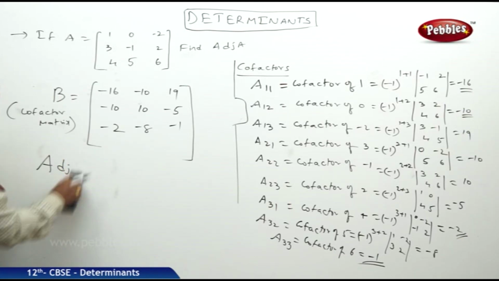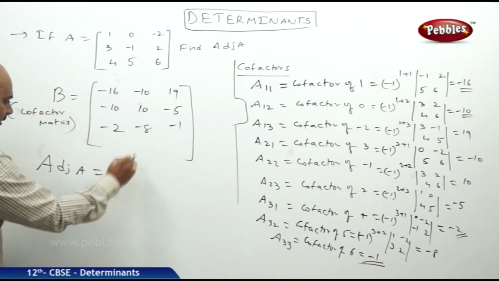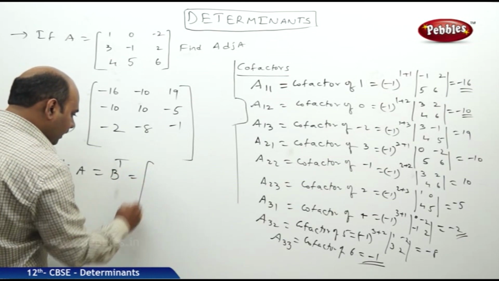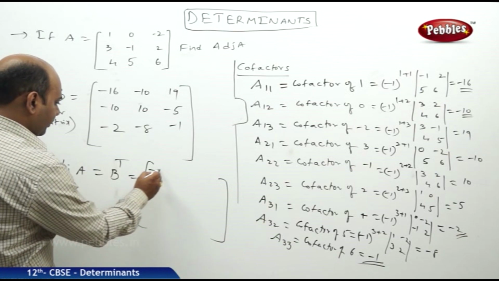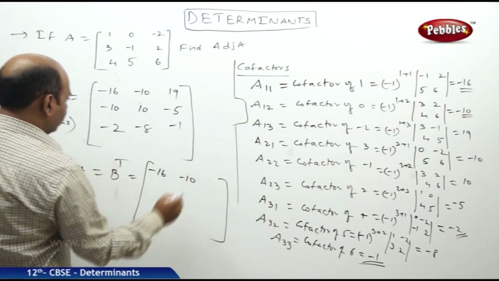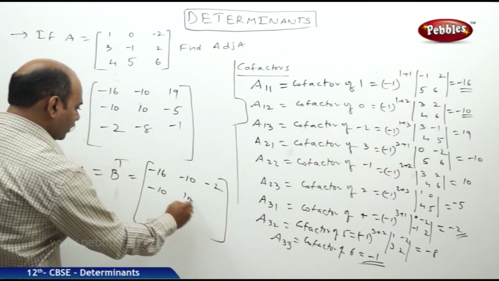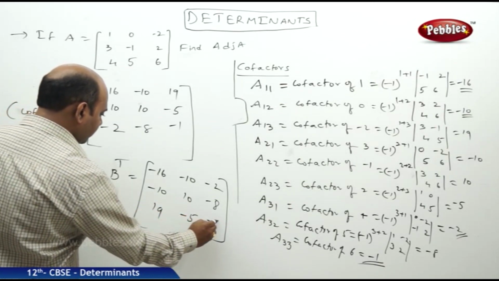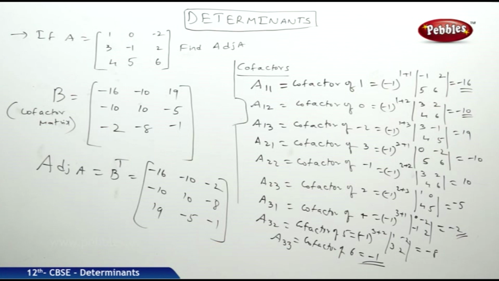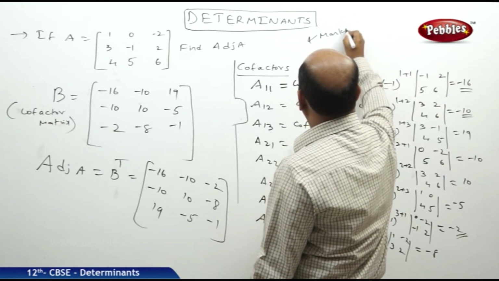That means if I want to find adjoint of A, I need to transpose the matrix capital B. Transposing the matrix B means interchanging rows into columns and columns into rows. So we get minus 16, minus 10, minus 2, minus 10, 10, minus 8, 19, minus 5, minus 1. This is the meaning of adjoint of A. This kind of question they may ask for 4 marks in your CBSE pattern.